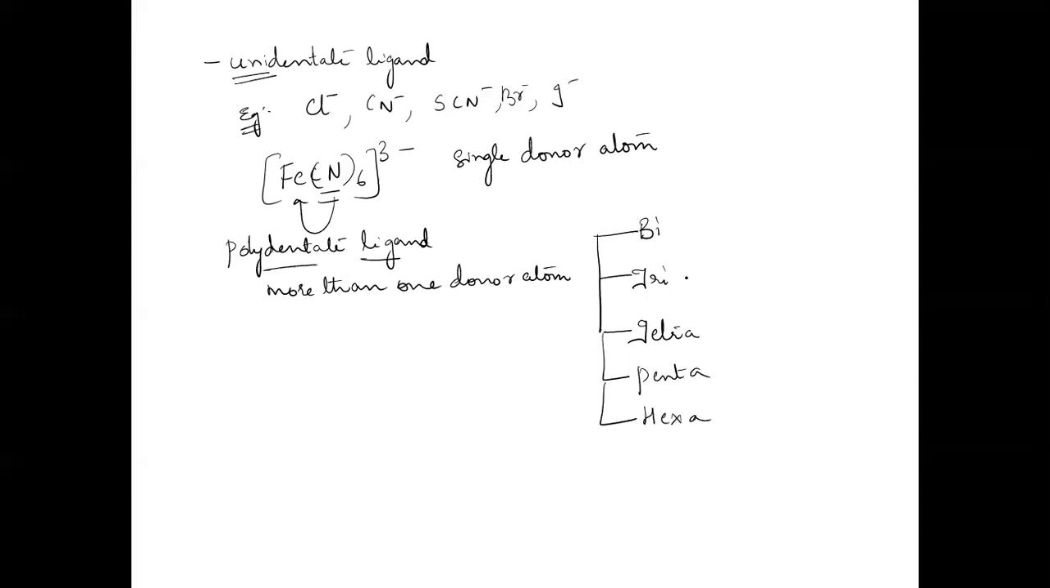So we know that if it is bidentate or didentate, it has two donor atoms. In the coordination entity, if the ligand has more than one donor atom, then it is called didentate if it has two. If it has three donor atoms, it is called tridentate. If four, tetradentate. Five, pentadentate, and six, hexadentate. So let's take examples of each one of these, one by one.